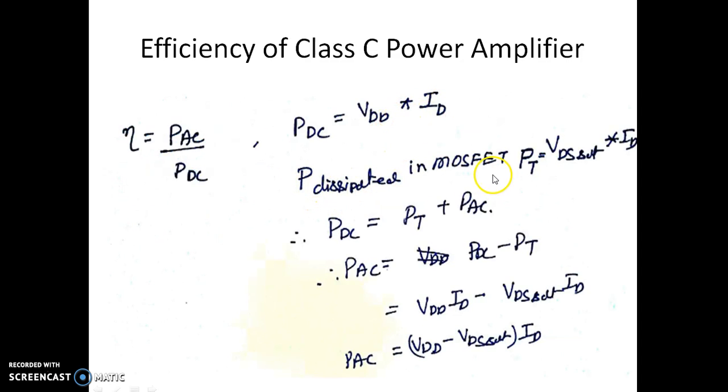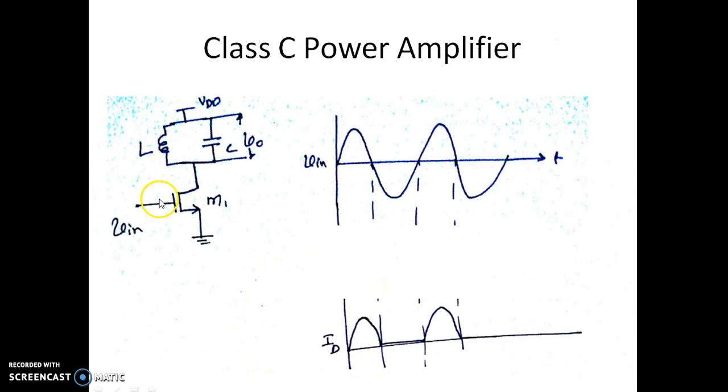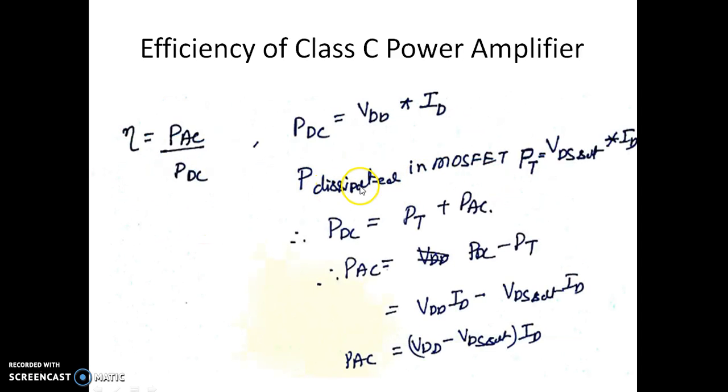What is the power dissipated in the MOSFET? We just name it PT. We know that only when the MOSFET is conducting does it dissipate power. Whenever it is off, the power dissipation in the MOSFET is 0. When the MOSFET is on, the VDS voltage is usually very small, so it is VDS sat. So the power dissipated in the MOSFET whenever it is on is the current flowing through it multiplied by the voltage across the MOSFET, which is VDS sat. So PT, the power dissipated in the MOSFET, is given by VDS sat into ID.